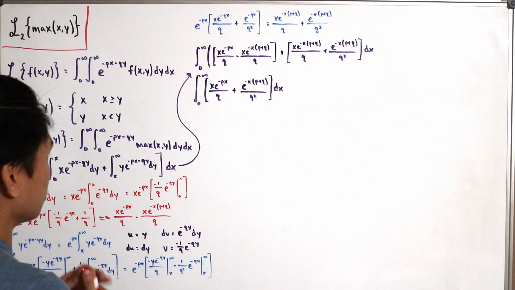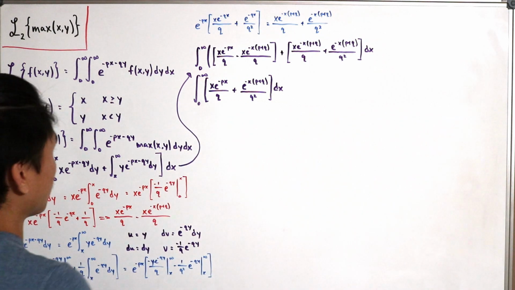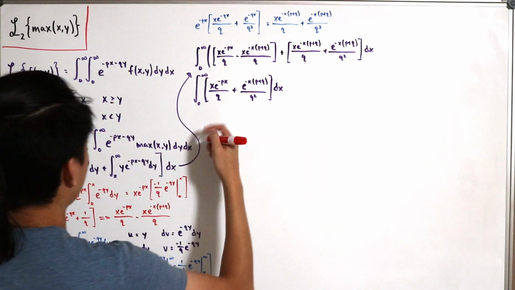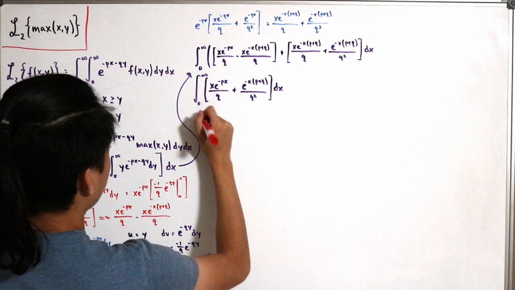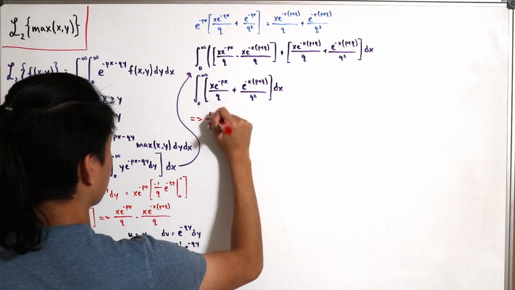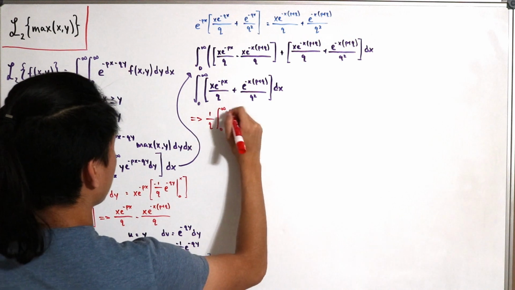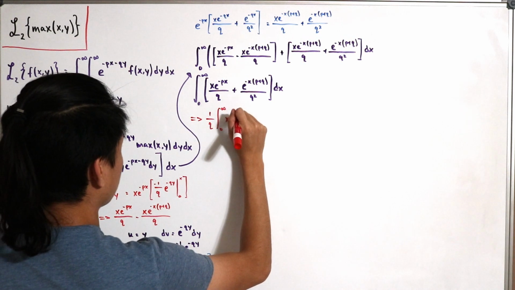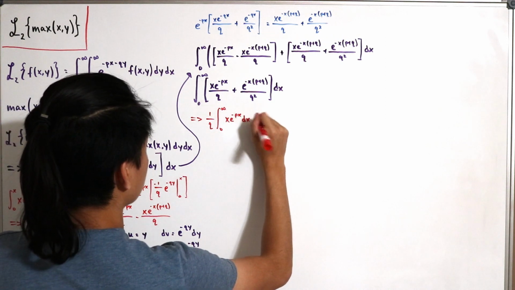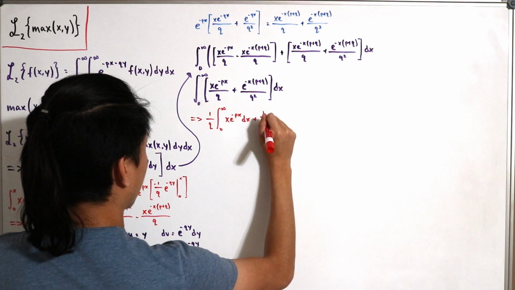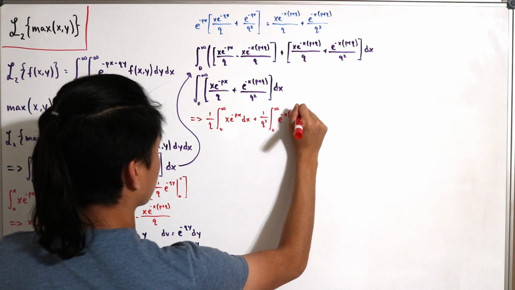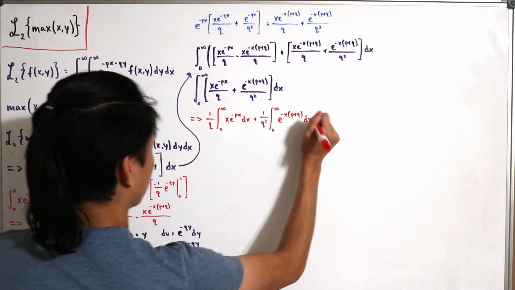Now what I can do is use linearity and split this into two integrals, but not only that, there's a q in the denominator. Since it does not depend on x, I can just factor that out, treat that as a constant. So now we have 1 over q times the integral from 0 to infinity of x e^(-px) dx, and then plus 1 over q squared times the integral of e^(-x(p+q)) dx.